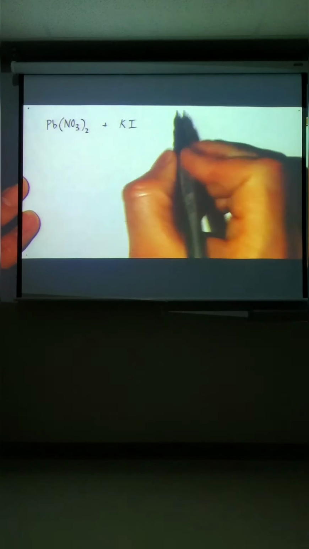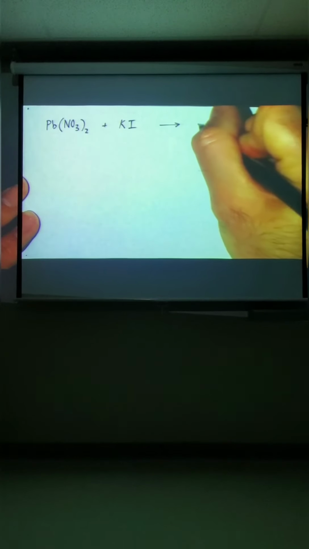Just remember, plus 2s and pluses can't go together. Negative 1s and negative 1s can't go together. So when we switch, we're going to get lead that used to be a nitrate. It's kind of like they're changing last names. Used to be a nitrate, now it's going to be an iodide.